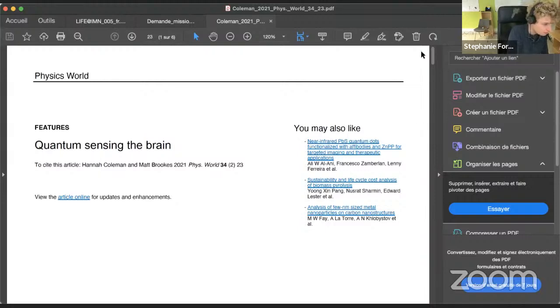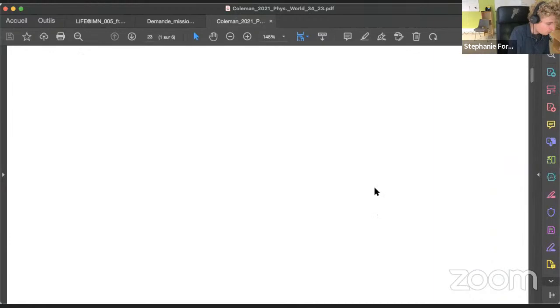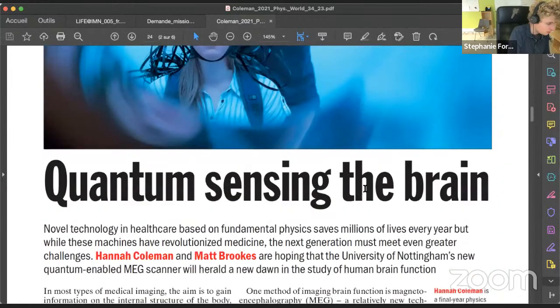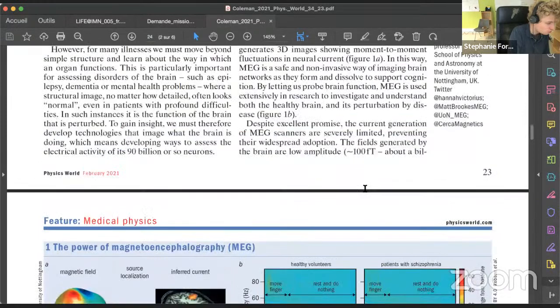So the article I want to present to you is about a new MEG method. Sorry, I'm trying to think straight while I'm still stressed. So MEG, magnetoencephalography, was introduced a few years ago.